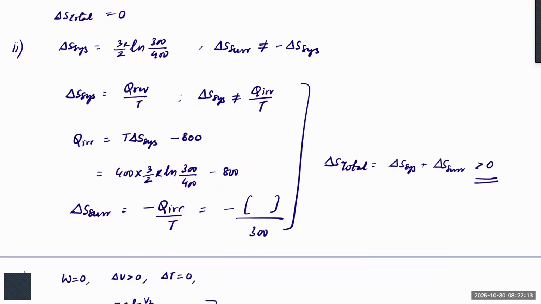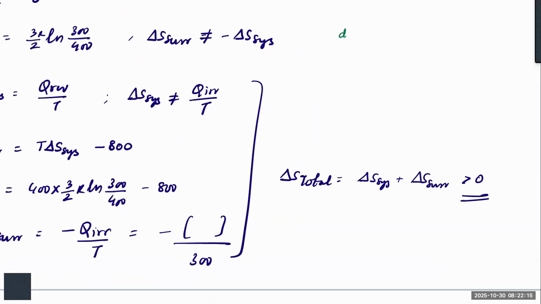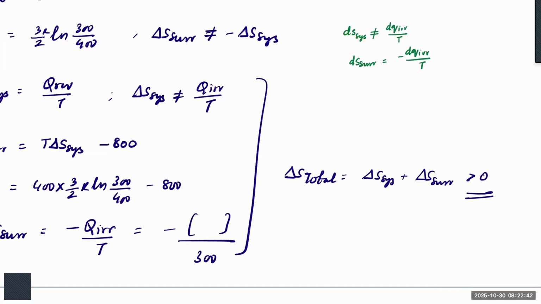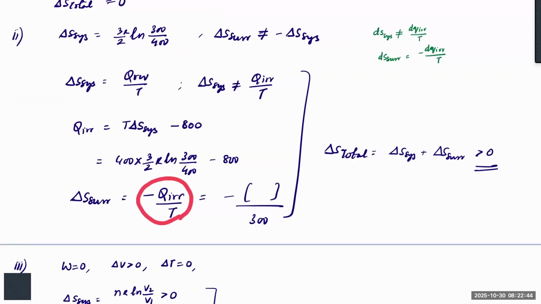Clear? So this you can write down. Just one thing you need to understand: dS of the system is not equal to dq irreversible by T. But dS of the surrounding will always be equal to minus dq irreversible by T. Just keep this in mind. That formula is not valid for the system, but it is valid for the surroundings. That's why I've written minus q irreversible by T.